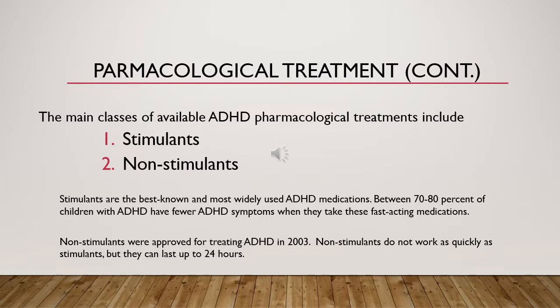The main classes of available ADHD pharmacological treatments include stimulants and non-stimulants. Stimulants are the best known and most widely used ADHD medications. Between 70 and 80% of children with ADHD have fewer ADHD symptoms when they take these fast-acting medications. Non-stimulants were approved for treating ADHD in 2003. Non-stimulants do not work as quickly as stimulants, but they can last up to 24 hours. Let's look a little bit closer at these treatments.